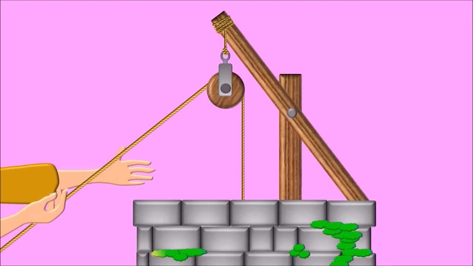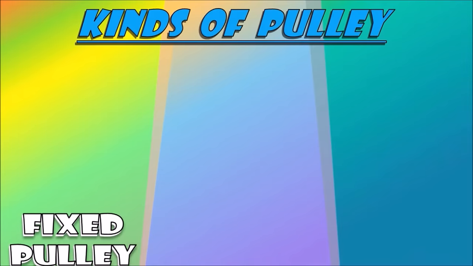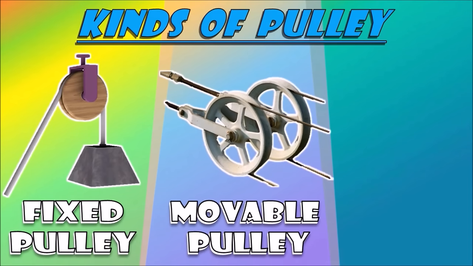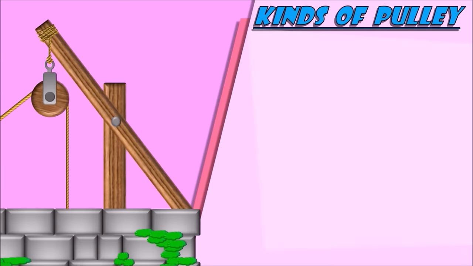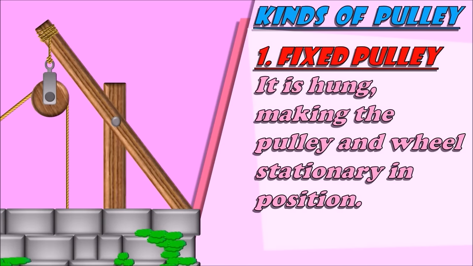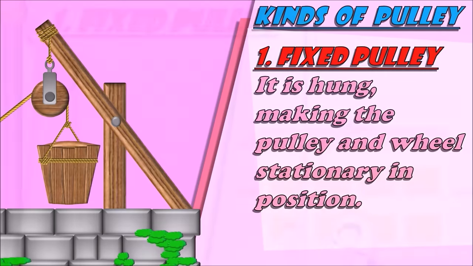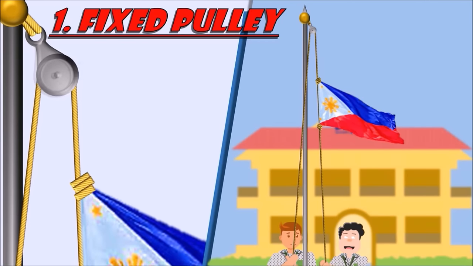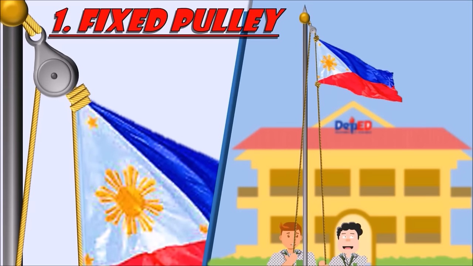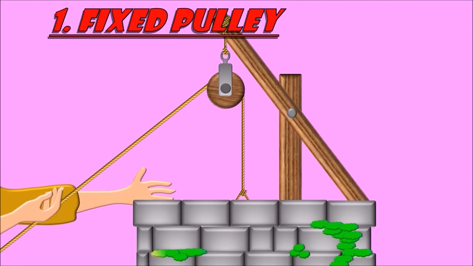Before showing you some examples of pulleys, let me tell you that there are three kinds of pulleys. These are fixed pulley, movable pulley, and block and tackle. A fixed pulley is generally hung, making the pulley and wheel stationary in position. It can lift an object easier by changing the direction of the effort force. A fixed pulley is usually seen in flagpoles, or the parts of the wheel that pulls a bucket of water on a well.